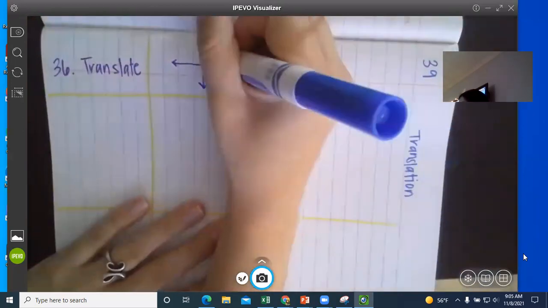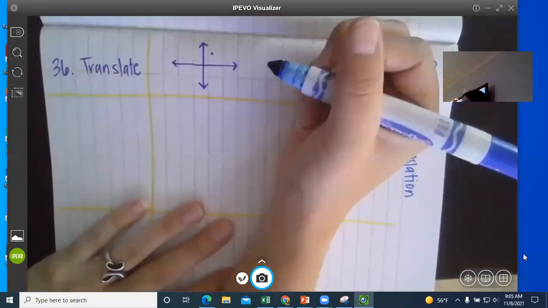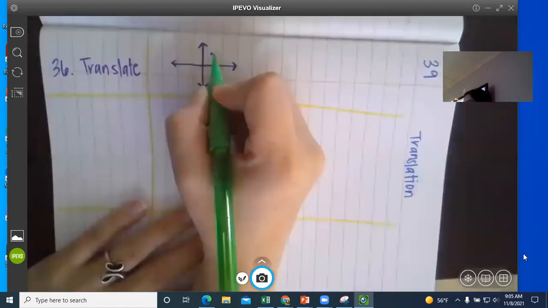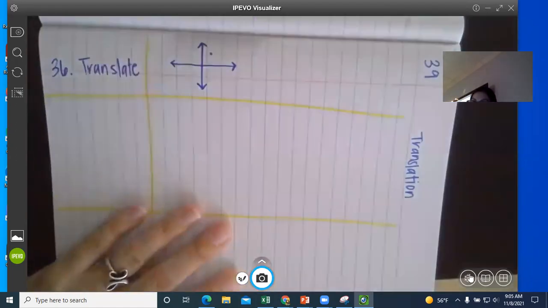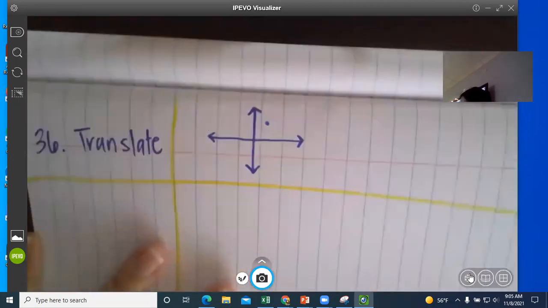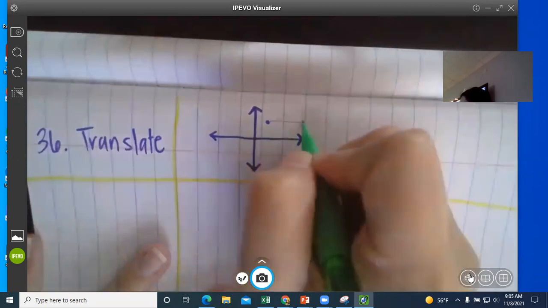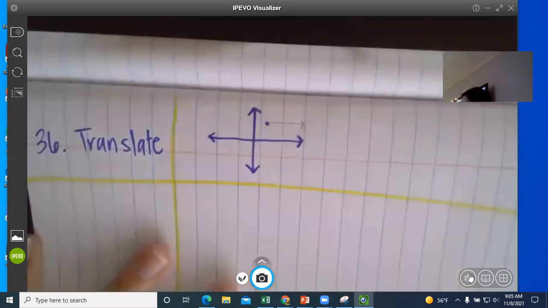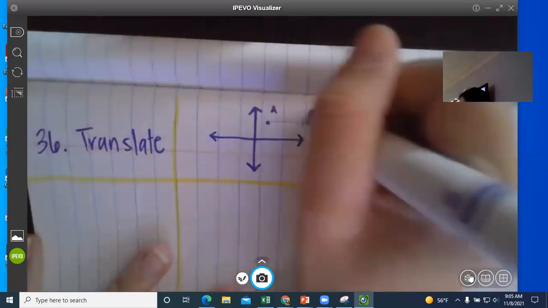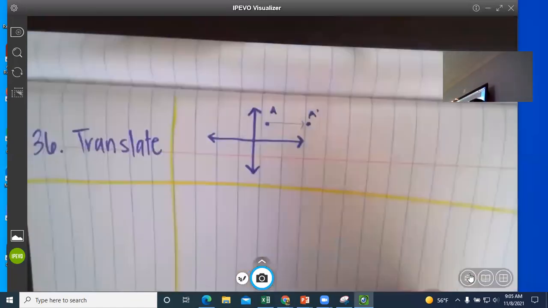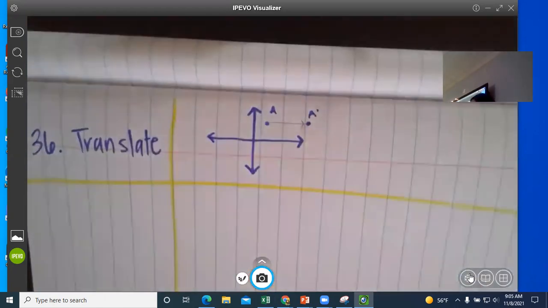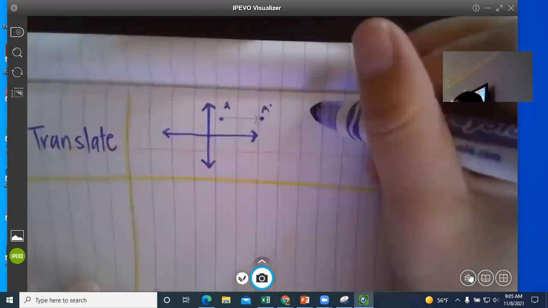You could be here, you could have a point right here, Janet, and then we're going to translate this point over here. We're going to translate this point. We're going to say this one's A, this one's A prime. The new point, we're going to translate it. So what that means is we're sliding it over.